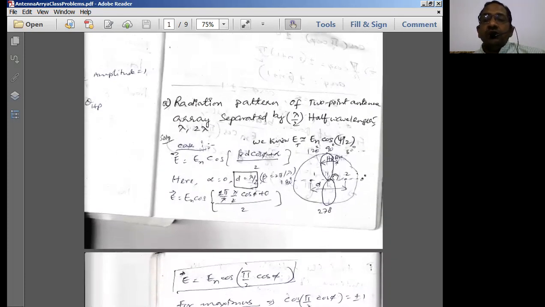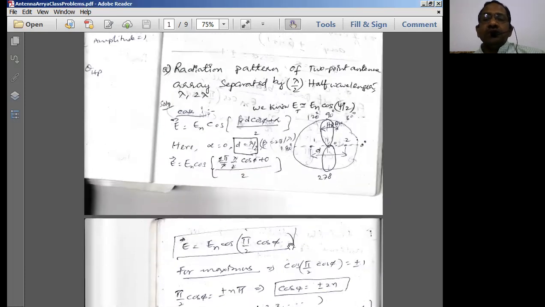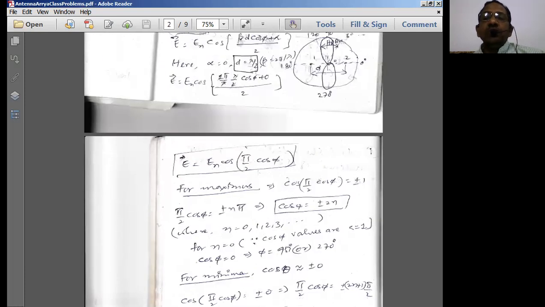For phi equal to 0, there is no radiation. For phi equal to 180, there is no radiation. So minimas we are getting along these axes. You need not show minimas; we are just going to show only the maximas over there.